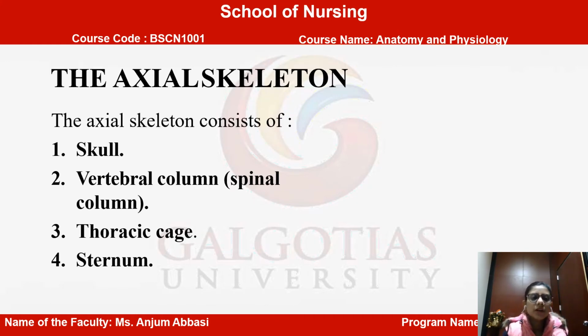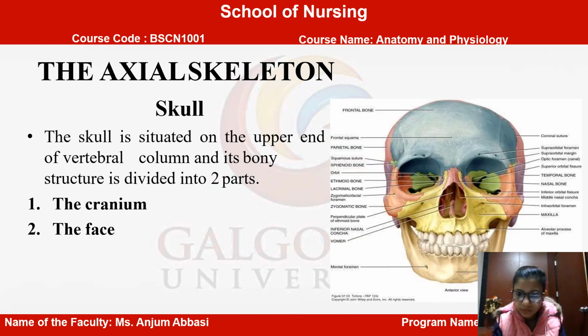So here we will be learning skeletal system. The skeletal system consists of skull, vertebral column, like spinal column, thoracic cage, and sternum. Okay, so in this slide you can see skull. This is a diagram of your skull which has many bones.